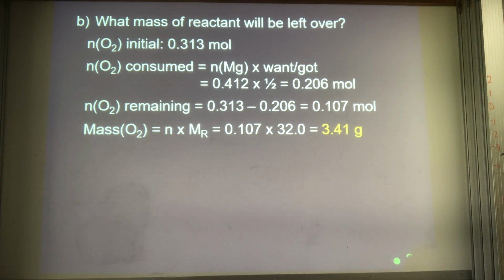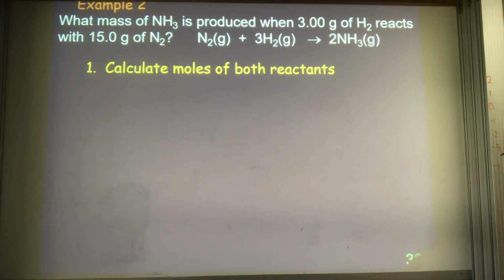So there we go, that's limiting reactant. Got a second example. What mass of ammonia is produced when 3 grams of hydrogen reacts with 15 grams of nitrogen? Now you might think, oh, there's much more nitrogen than hydrogen, but appearances can be deceptive. We actually have to go through the process of working out the limiting reactant.